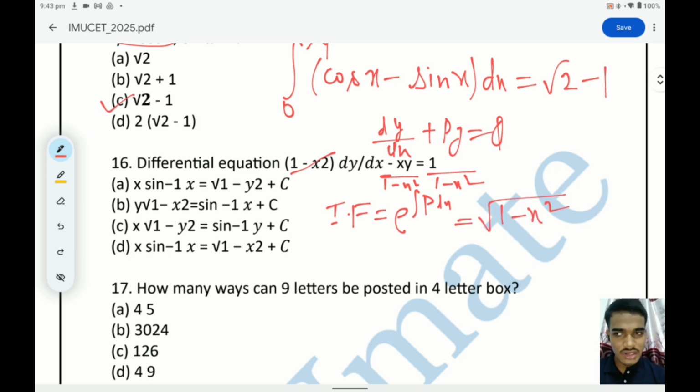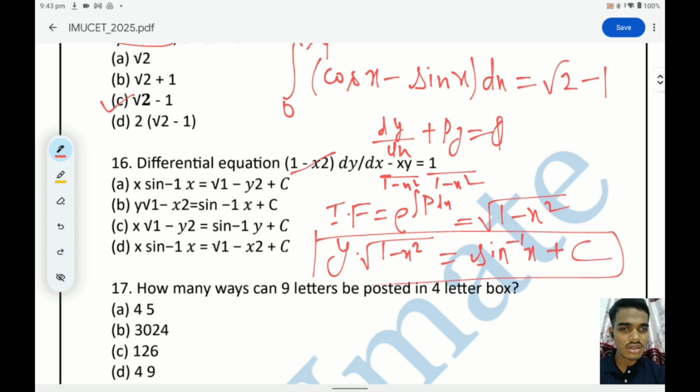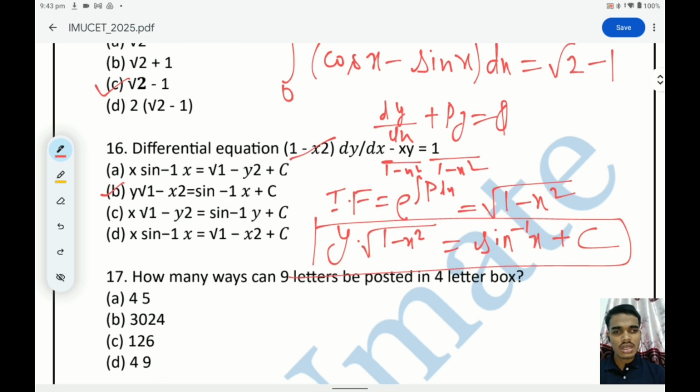Then our integration will be y into integrating factor, that is this one, and here sin inverse x. Okay, let's see, that's it, simple. This will be our result. So that is, I think, option B. Yes, option B. Let's go for the next question.